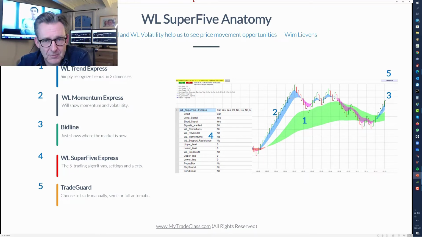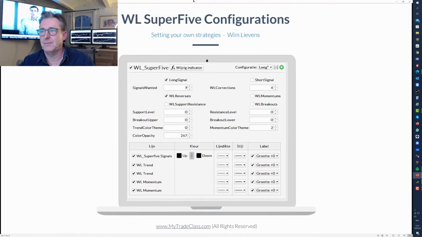Even you might get some signals, but by knowing how to interpret these 2 clouds, if I may call them like this, will tell us also when not to trade. We've taken as much out as we can with the algorithms, but still it's very important that you understand this.